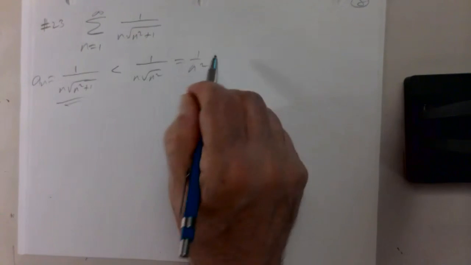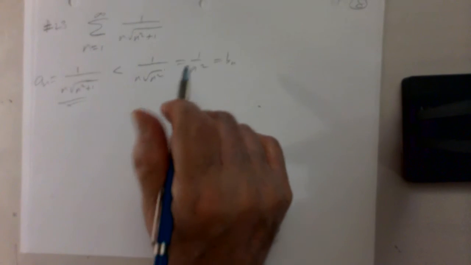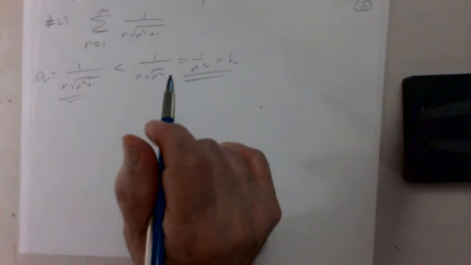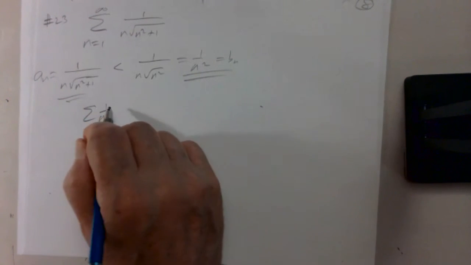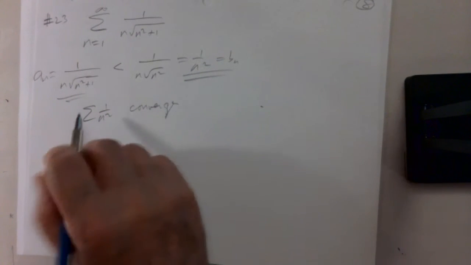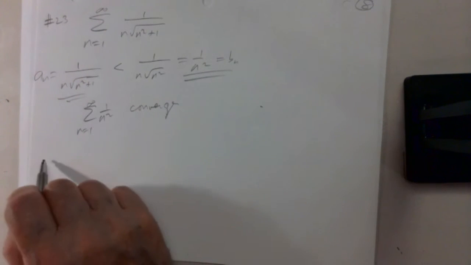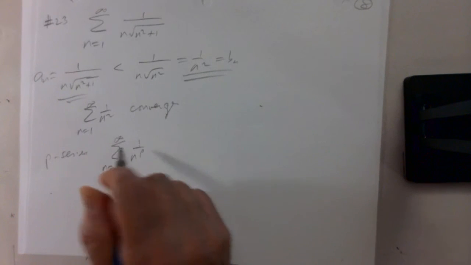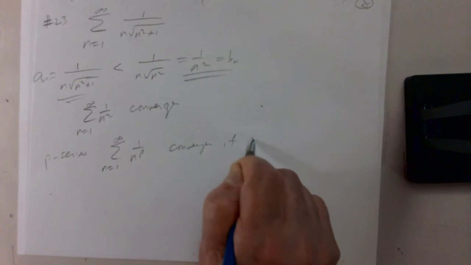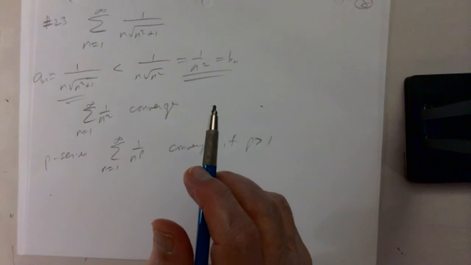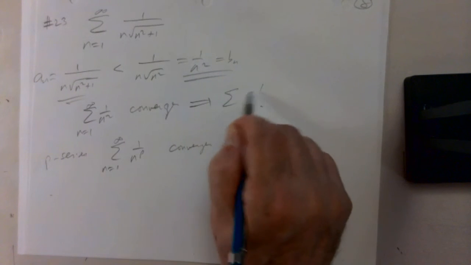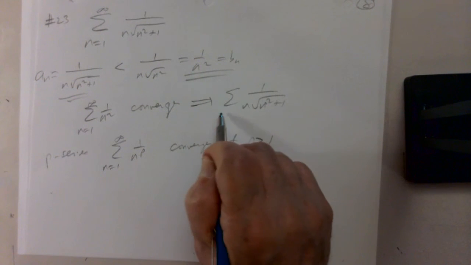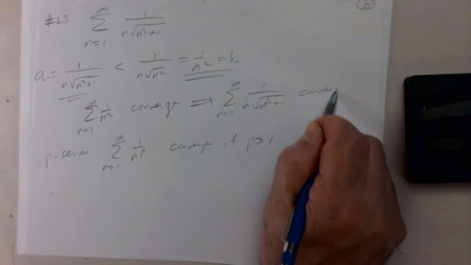So if I let an be this and bn be this, what about the series summation 1 over n squared? We know summation 1 over n squared converges. In general, for the p series, we know that summation 1 over n to the p converges if p is bigger than 1. And here the exponent is 2, which is definitely bigger than 1. So therefore, summation 1 over n times the square root of n squared plus 1 converges. Okay.